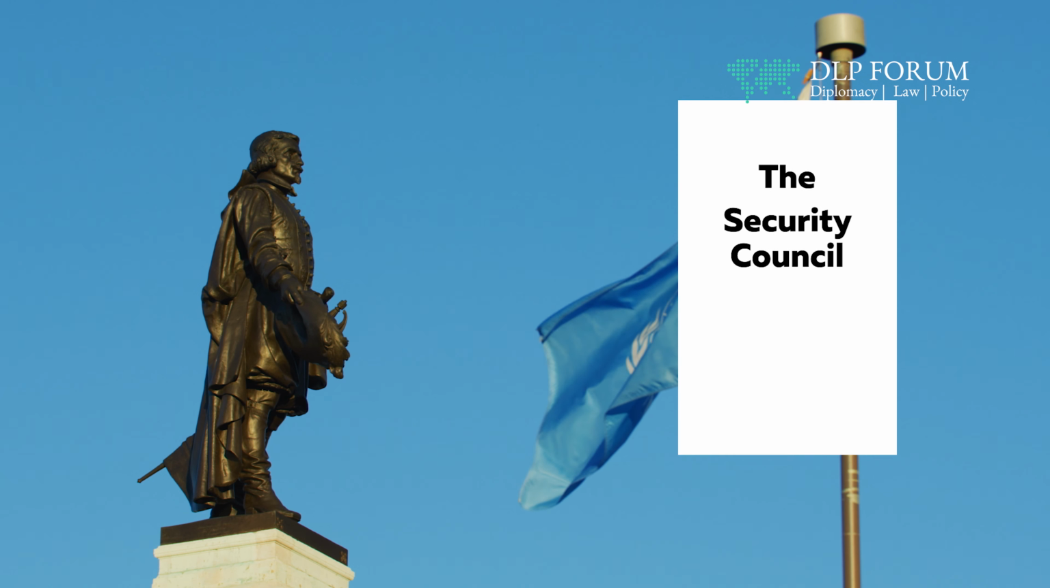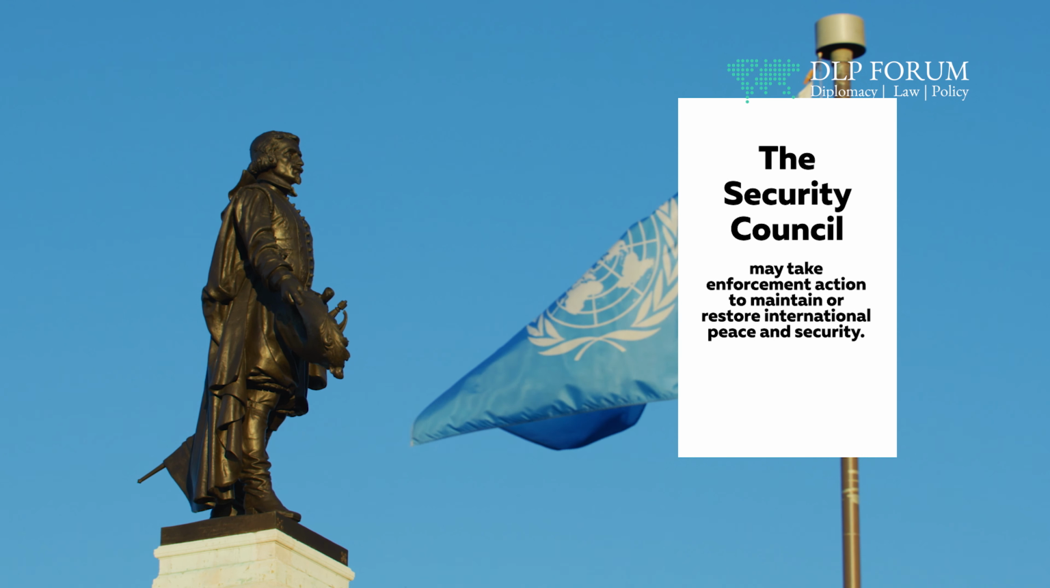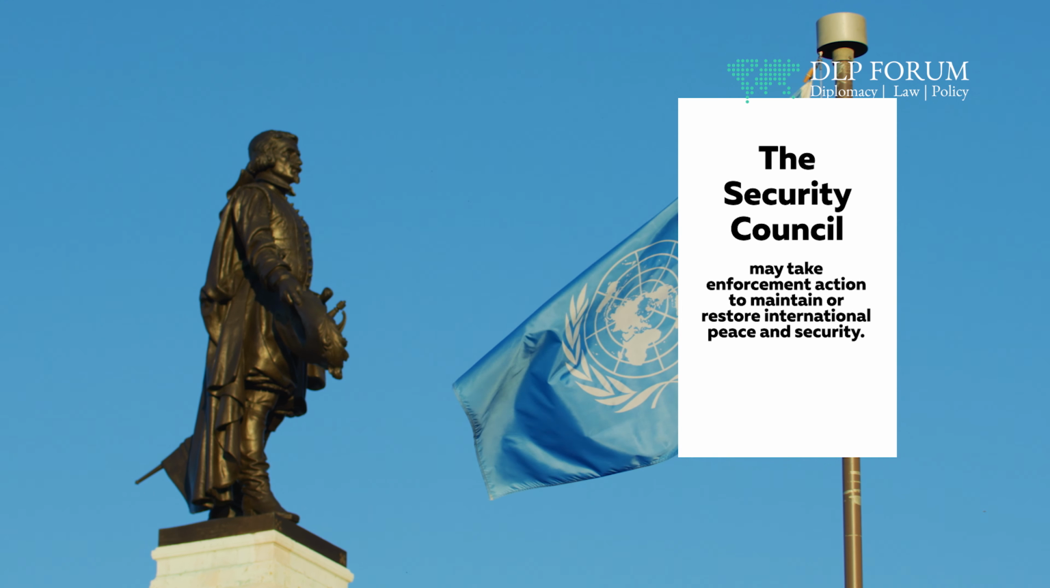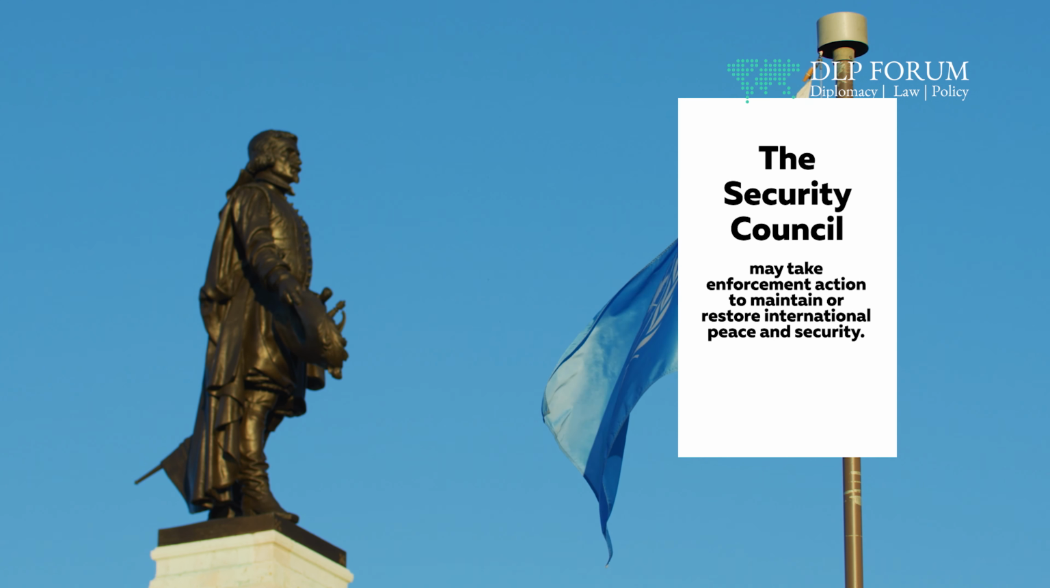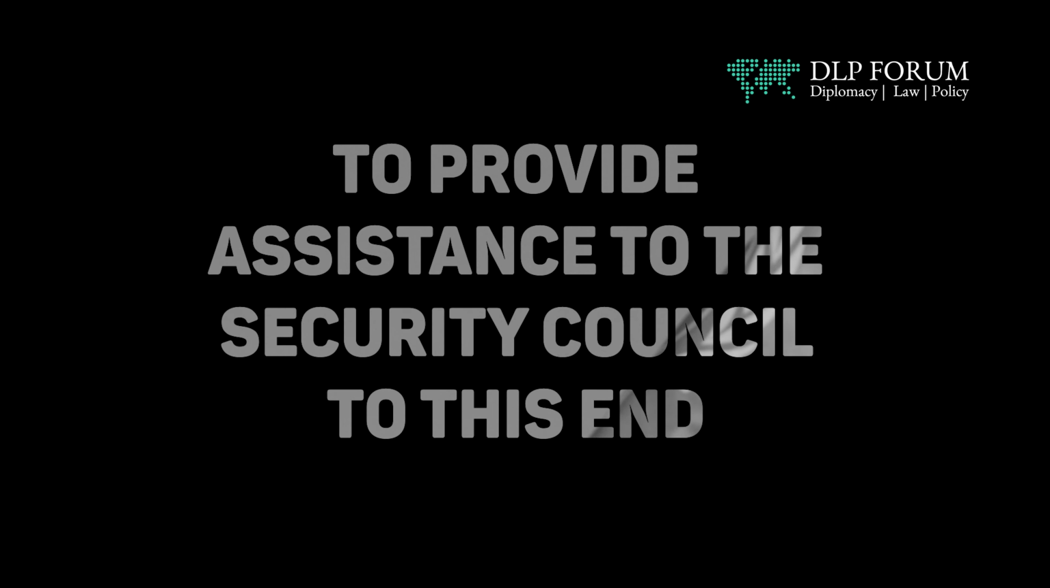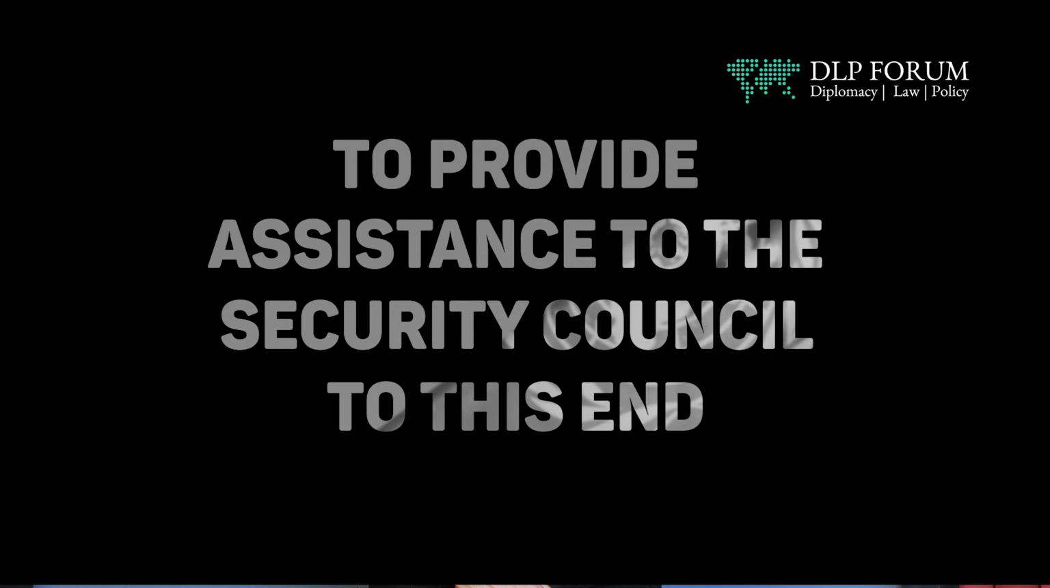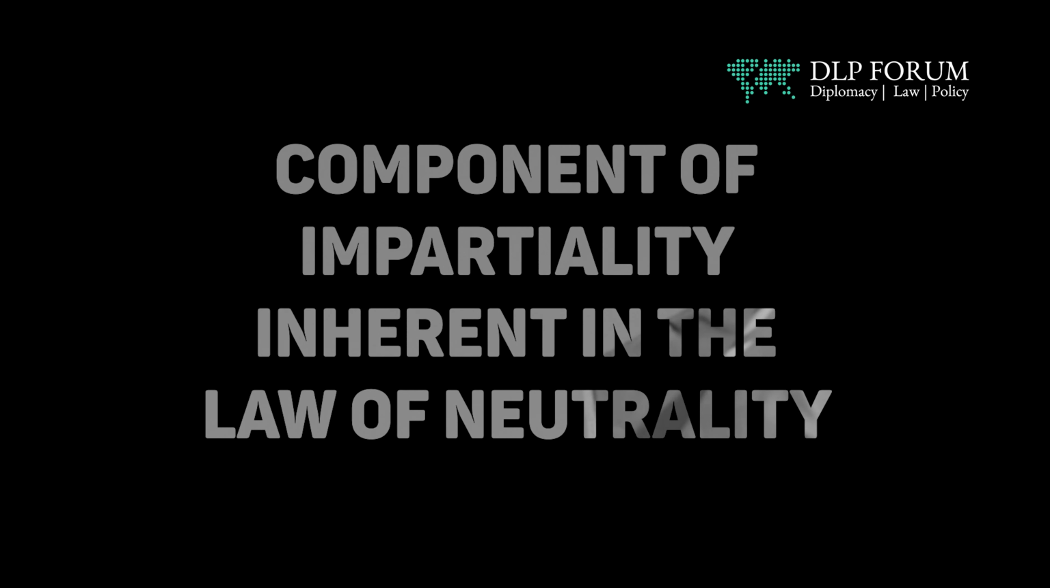The UN Charter and the collective security system changed the notion that a state can choose to enter an armed conflict or stay neutral. Under its Chapter 7 powers, the Security Council may take enforcement action to maintain or restore international peace and security. Member states are obliged to provide assistance to the Security Council to this end and may be required to support such an action with their armed forces. This goes against the component of impartiality inherent in the law of neutrality.